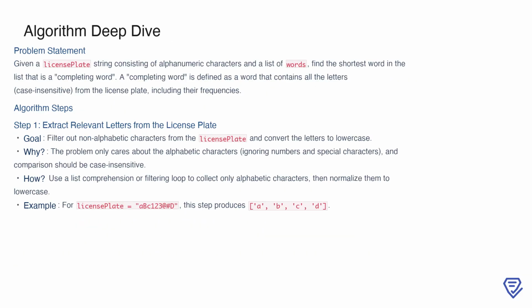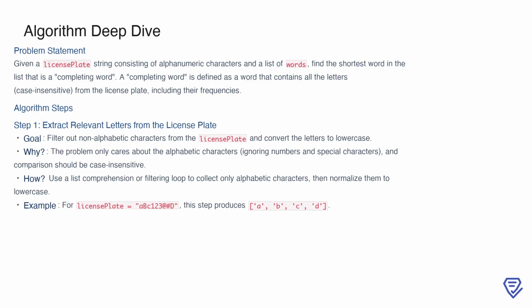The goal of this problem is to find the shortest word from a given list that can be considered a completing word for a license plate. A completing word is one that contains all the letters from the license plate, respecting their frequencies, and case does not matter. The first step in solving this is to focus only on the alphabetic characters in the license plate. Any numbers or special characters are ignored, and all letters are converted to lowercase to ensure case insensitivity. For example, if the license plate is ABC123 at #D, we extract only the letters A, B, C, D.